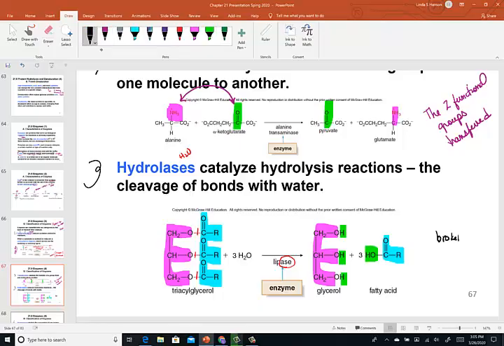When those bonds were broken, we added water across the bonds. It took 3 water molecules because we had 3 spots for it to go, right? 3 waters, 1, 2, 3 H's, 3 OH's. So it was necessary to break 3 bonds, each one of those requiring a water molecule. So we talked about hydrolysis, regulating hydrolysis reactions.